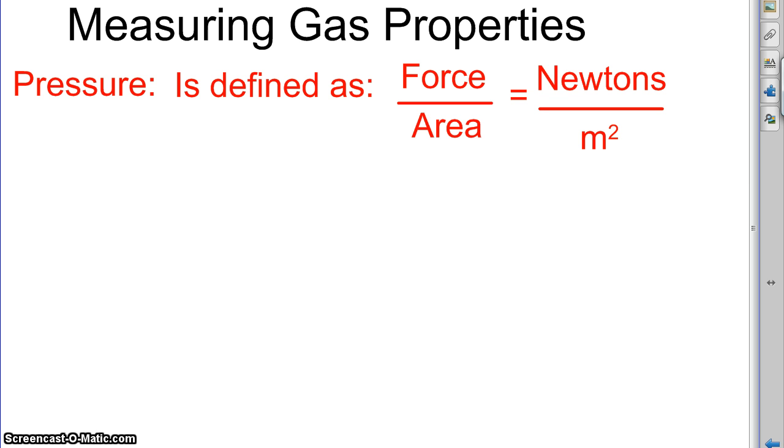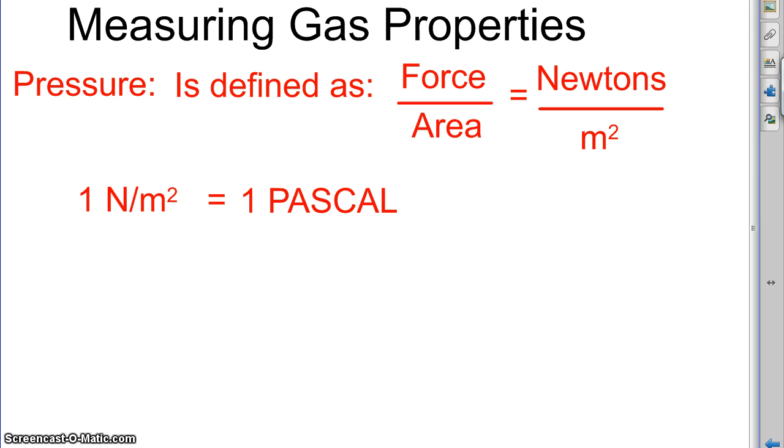So Newton per meter squared is the standard pressure unit, but we don't use that. We make up a new SI unit, and we call it the Pascal, named after Blaise Pascal. And so 1 Newton per square meter is a Pascal. A Newton is about what an apple would weigh, and a square meter is approximately the size of your desk. So how much pressure would an apple exert over the area of your desk?